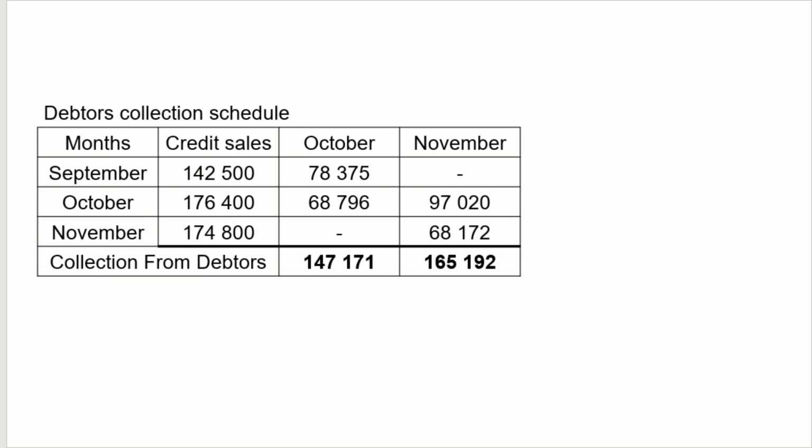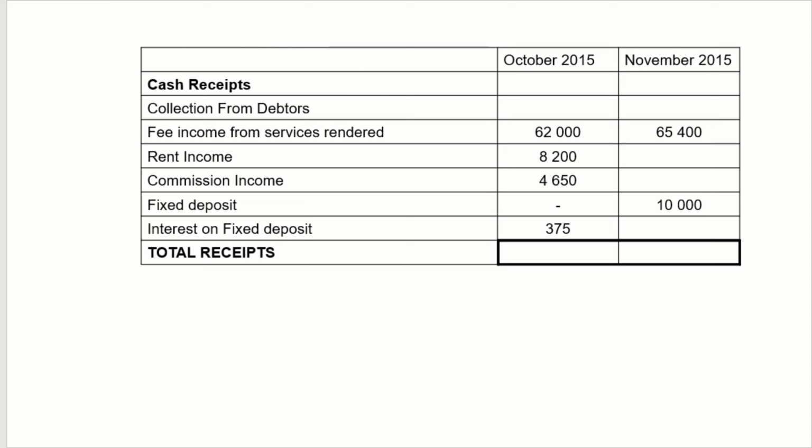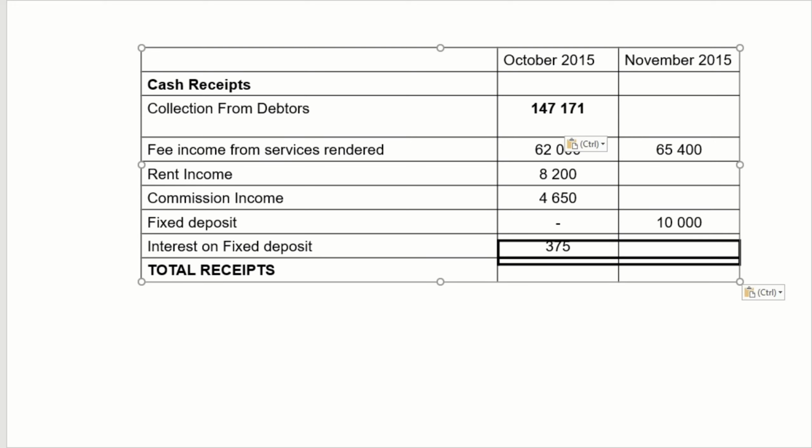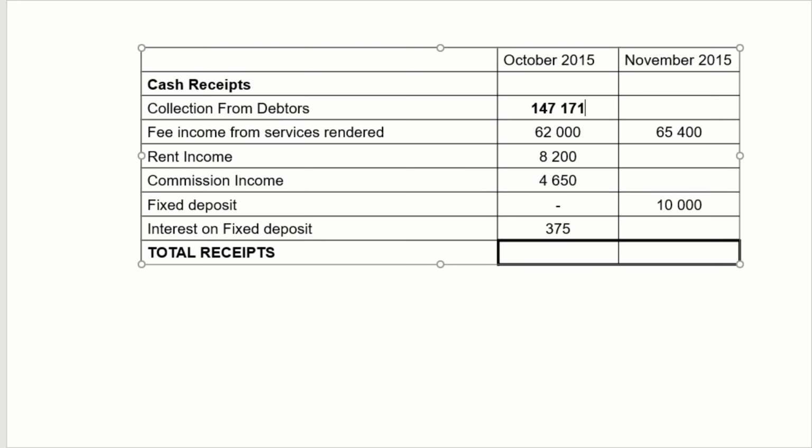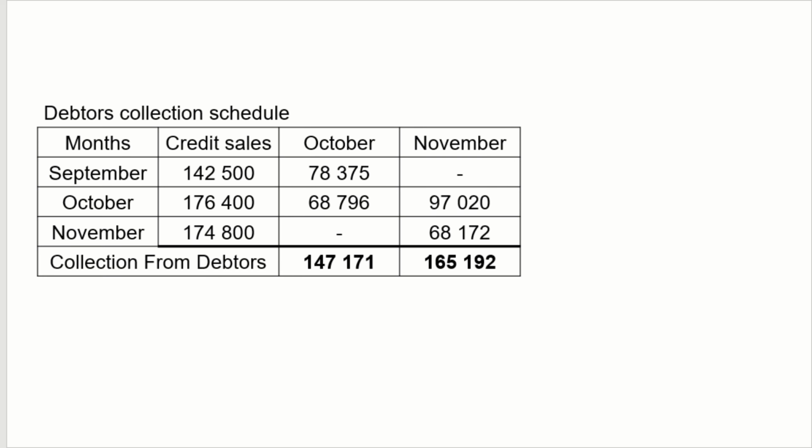So now, given that we have these final answers, we're going to take the total from October. Okay, we're going to take it and input it where? On our cash budget, where it says collection from debtors for the month of October. We're just going to put it right there, like that. I hope it doesn't cause any confusion. We also do that for November to earn our marks.